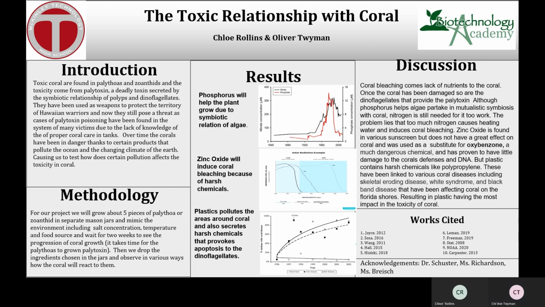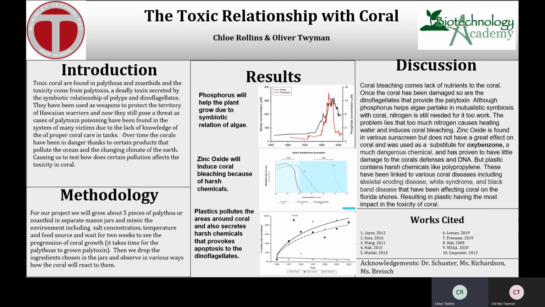So, due to the coronavirus, we couldn't actually do our project, but based on research, these are our three outcomes. The first outcome will probably be phosphorus. Phosphorus will help the plant grow due to the symbiotic relationship with algae.